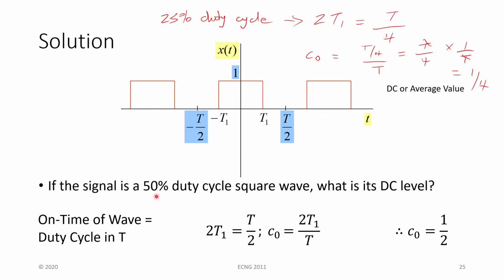For our 50% duty cycle, we used the same method, but instead it's T on 2 representing the 50% duty cycle. When we substitute in 2t1 equal to this, we end up getting C0 equal to a half.